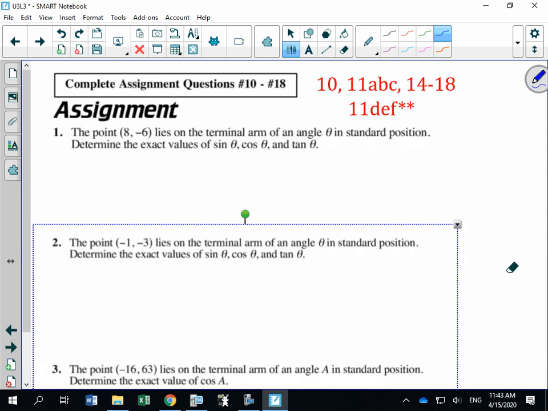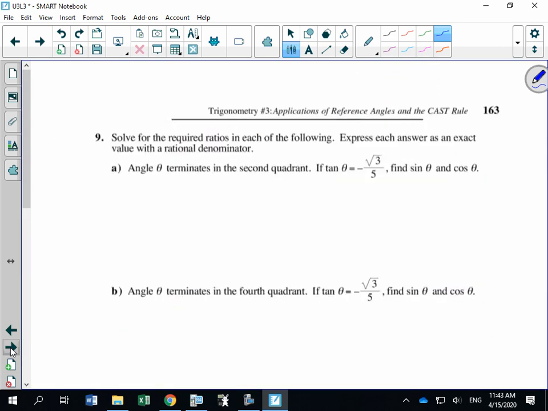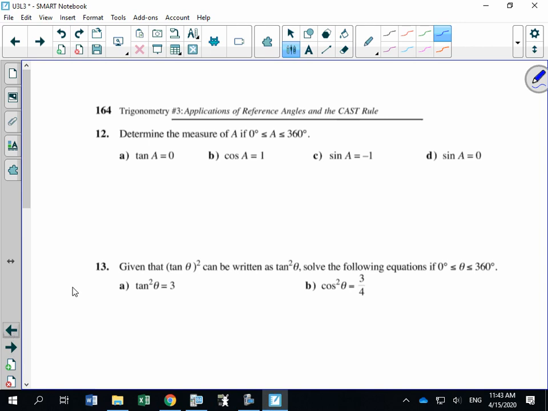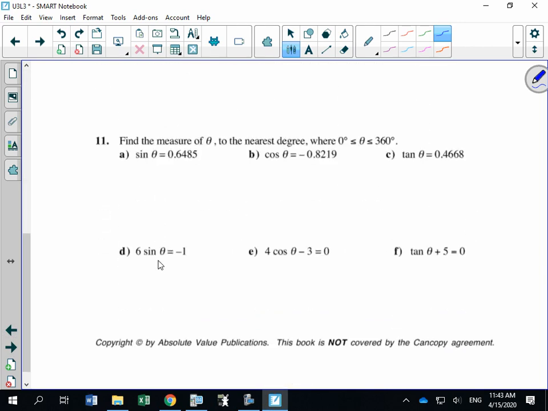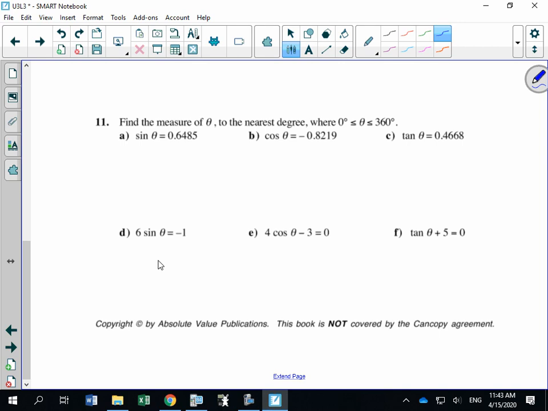For your homework, these are the questions I want you to do. 10, 11 ABC, 11 DEF, and I think I've got it starred because I'll probably set it up for you, and 14 to 18. Okay, so let's look at question 11 and see why do I have that starred. Oh, okay, here's the reason why. So 11 is like the class example that we just did.